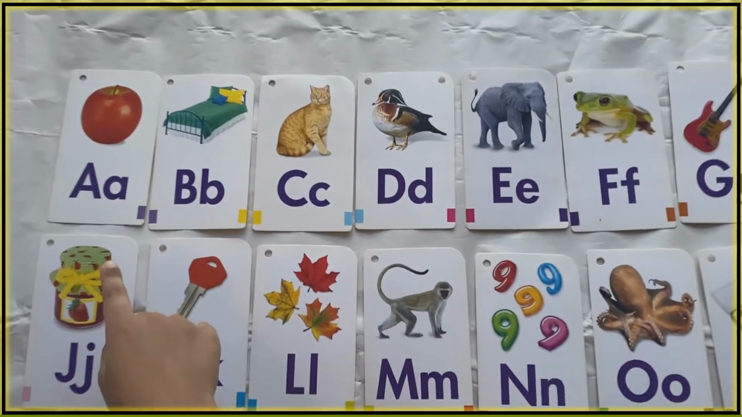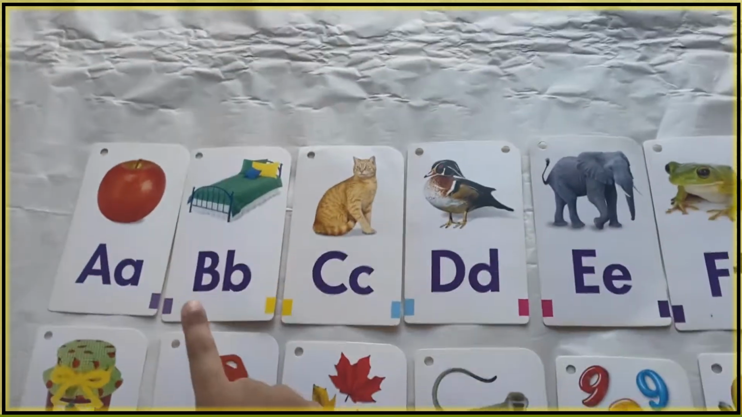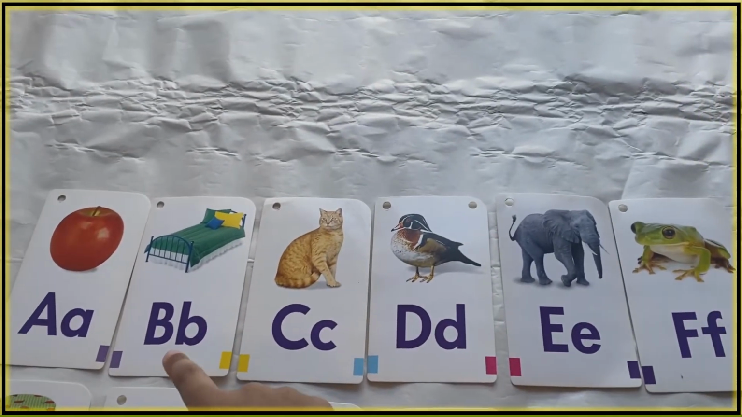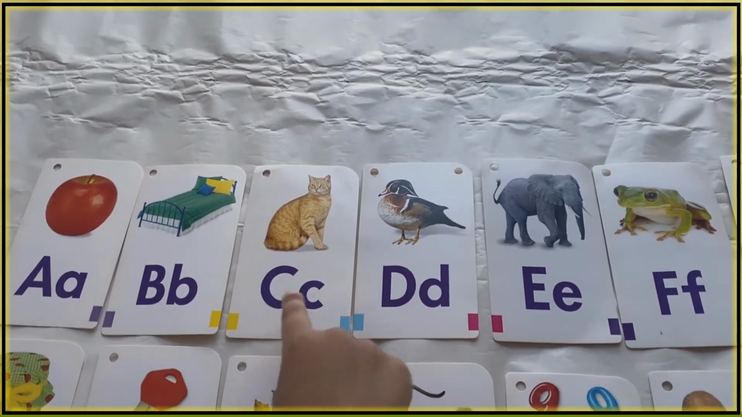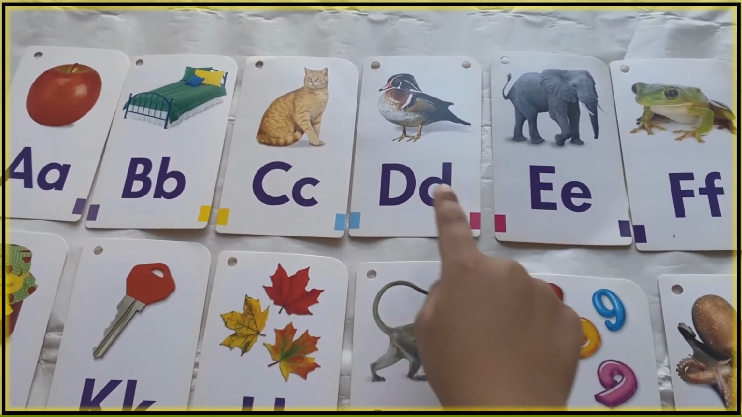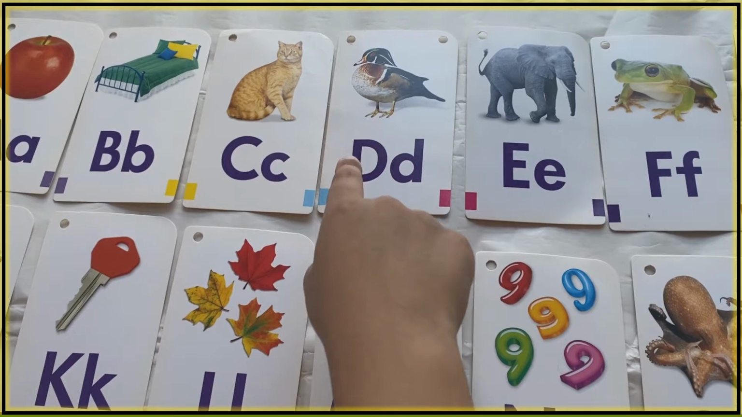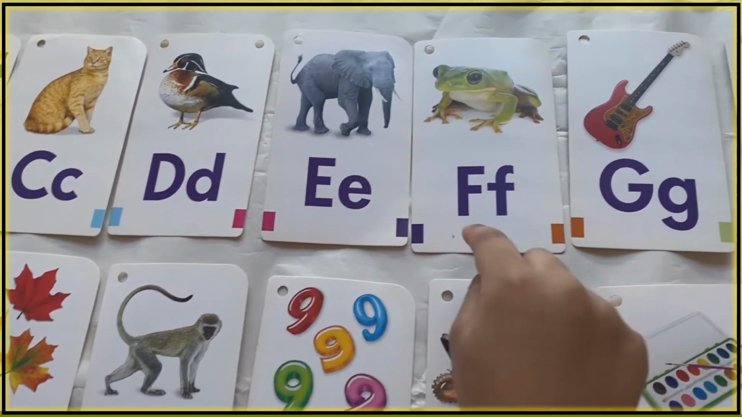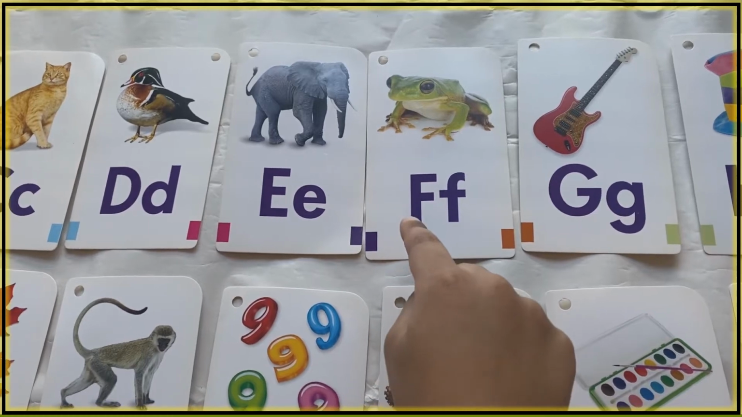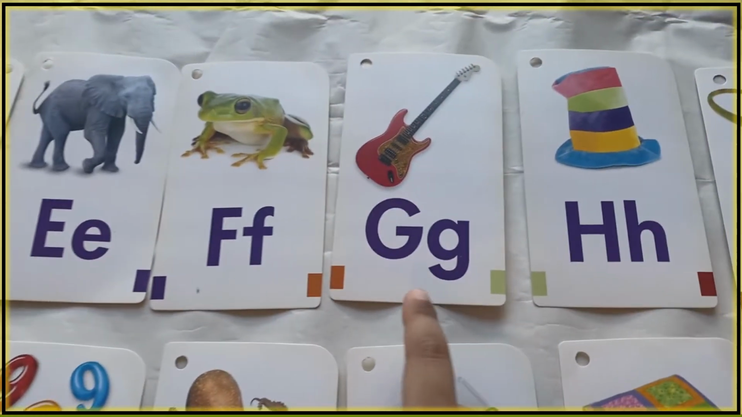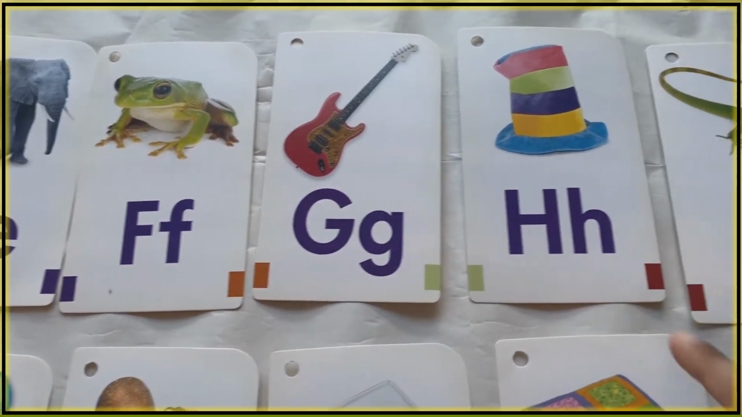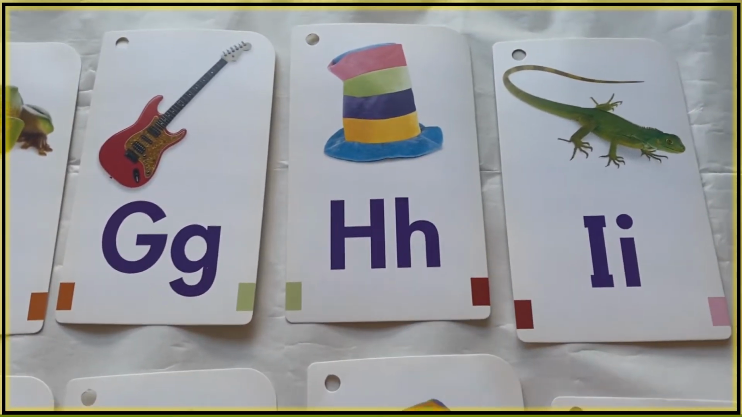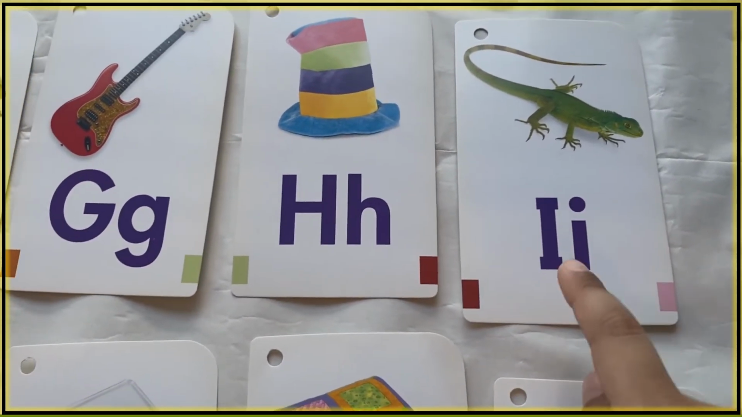A for apple. B for bed. C for cat. D for duck. E for elephant. F for frog. G for guitar. H for hat. I for iguana.